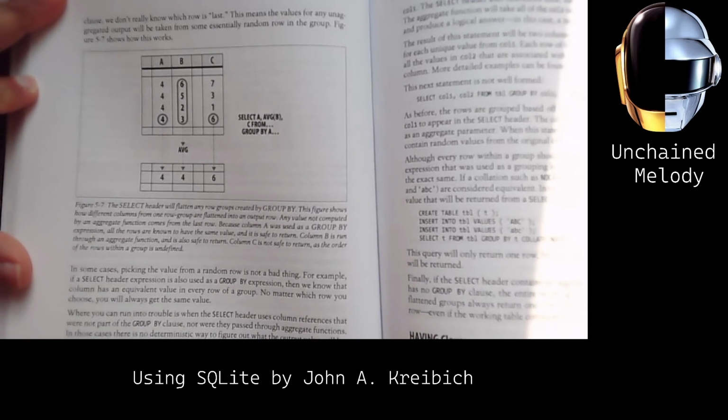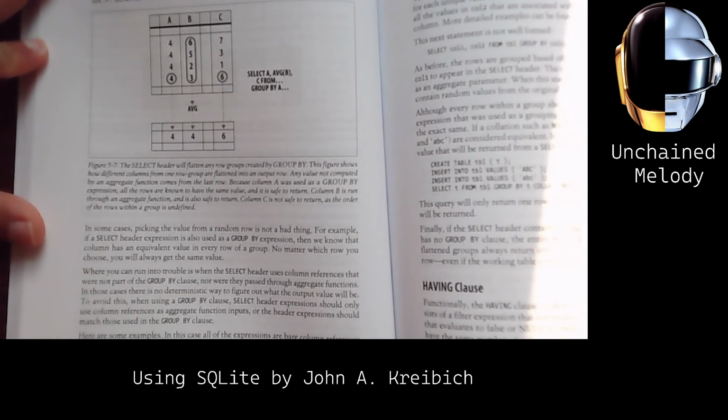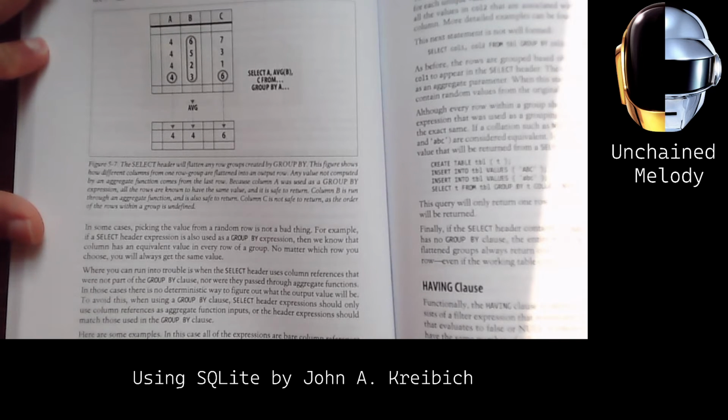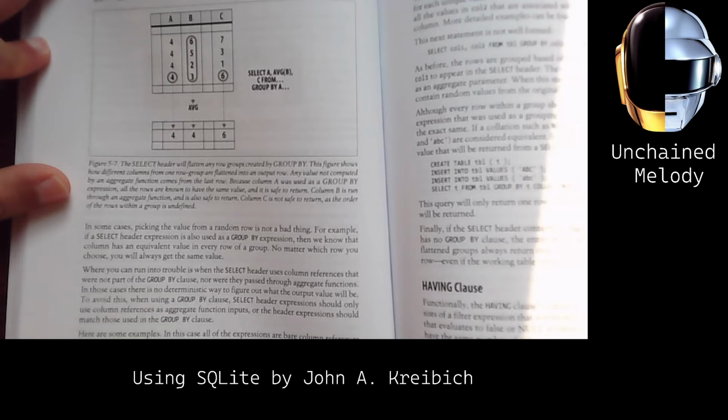Figure 5-7 shows how this works. The select header is SELECT A, avg(B), C ... GROUP BY A. The select header will flatten any row groups created by GROUP BY. This figure shows how different columns from one row group are flattened into an output row.